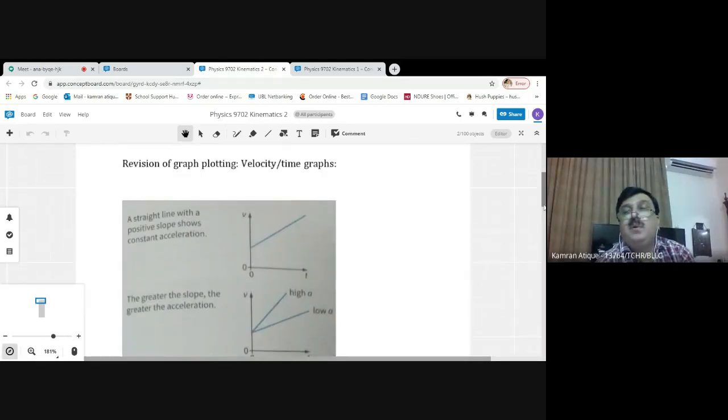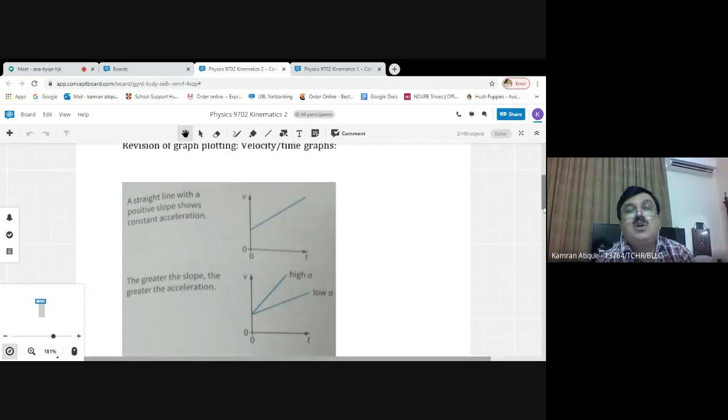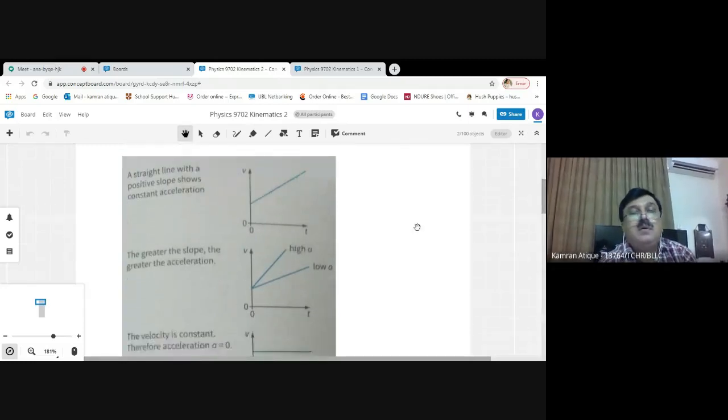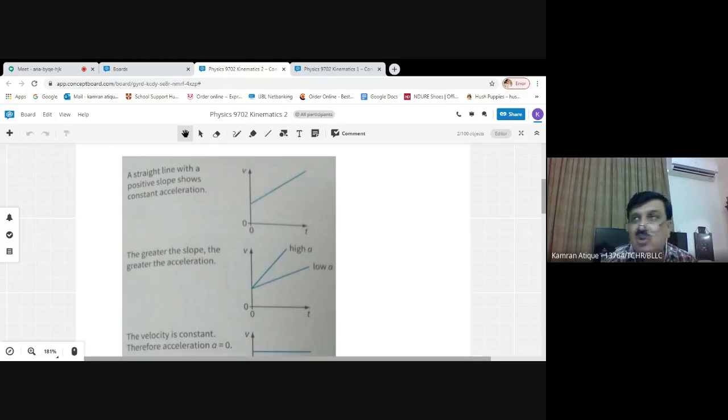Similarly, like we have revised the concept of distance time graph, we need to revise the concept of speed time graph also. At the present moment, I'm dealing with the scalar quantities graphs, distance time graph and speed time graph, and later on I'll teach you what is the difference between distance time and displacement time graph, and what is the difference between speed time and velocity time graph.